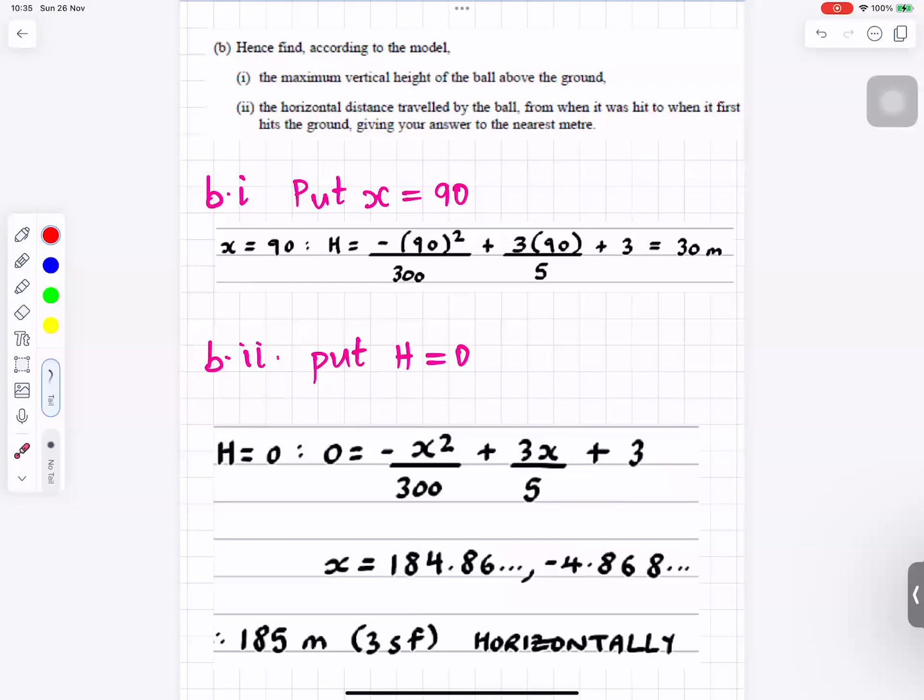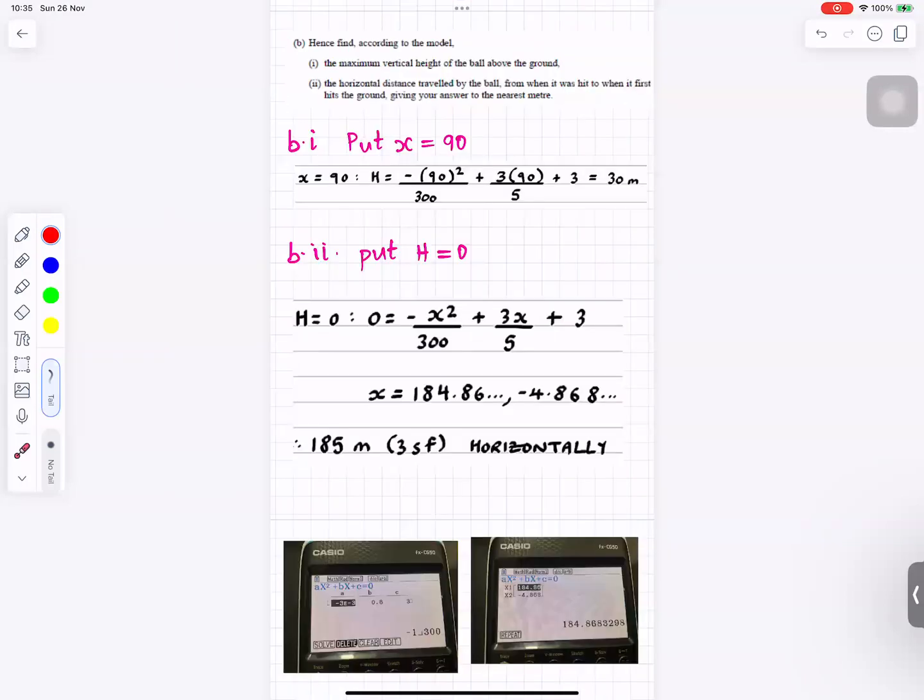For part B, you put X is 90 in the expression, you get 30 meters. So you put 90 there, 90 there. Put in your calculator, you get 30 meters. For the next part, put H is 0. And you solve that quadratic, you get 185 meters. You cannot have negative distances. So horizontally it is 185. So that's what you put in the calculator. And then you would get that 185.